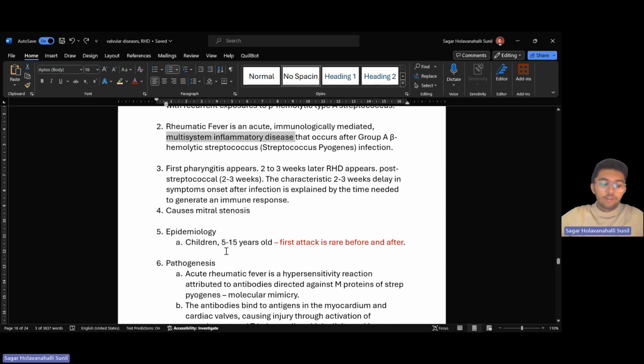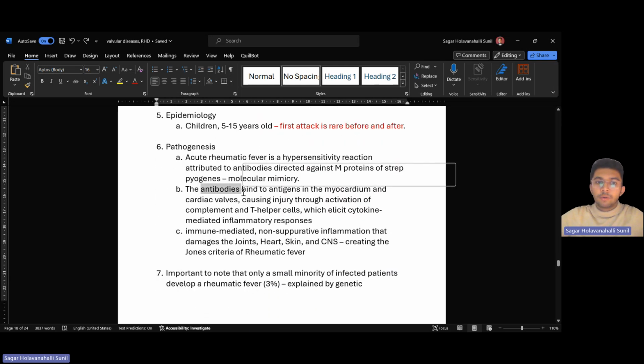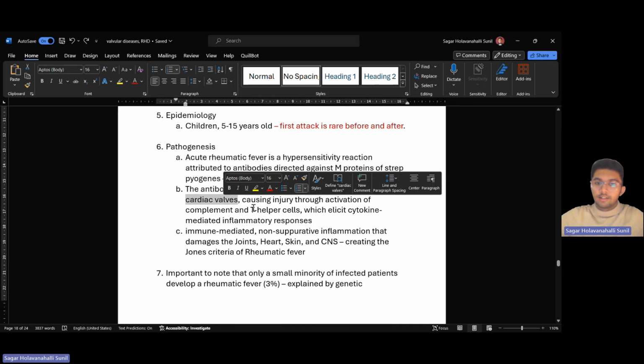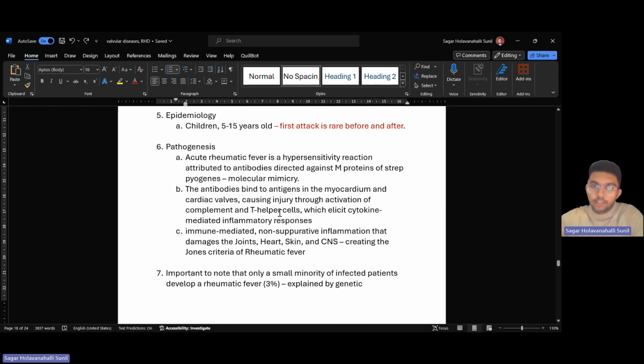Now, epidemiology: rheumatic fever affects many children between the age of 5 and 15. Before the age of 5, it's quite rare. After the age of 15, it can also be rare. What can happen is the antibodies will act against these cardiac valves. They'll activate complement and T helper cells, and these will naturally elicit a cytokine mediated inflammatory response. And this entire situation will basically cause non-suppurative inflammation, because it's technically the hypersensitivity reaction. It's not exactly a bacterial infection that's occurring on the valve.